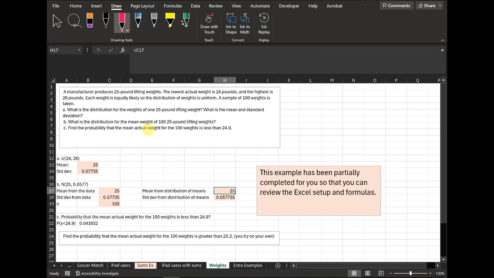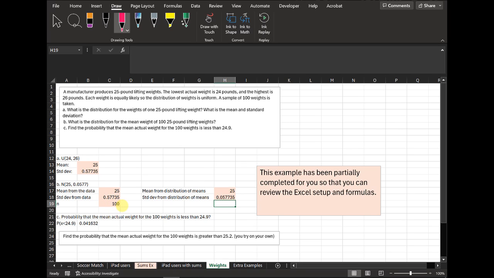Now, moving from the uniform distribution, knowing that I have sets of 100 weights, the mean, as I move into the sampling distribution of means, will be 25. That comes from the uniform distribution. And my standard deviation is calculated in the same way that we've always done it. You take your standard deviation divided by the square root of whatever your sample size is.